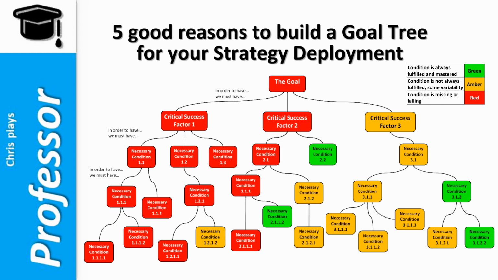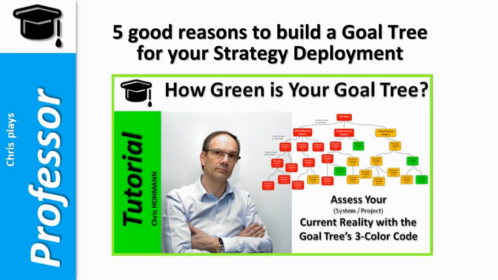I propose a 3-color code for this purpose, and you may like to watch the episode titled How Far Are You From Achieving Your Goal? How Green is Your Goal Tree? On this channel, which explains the 3-color code.